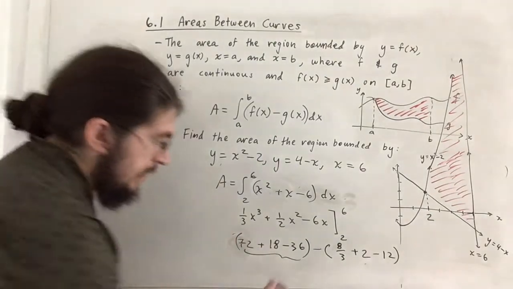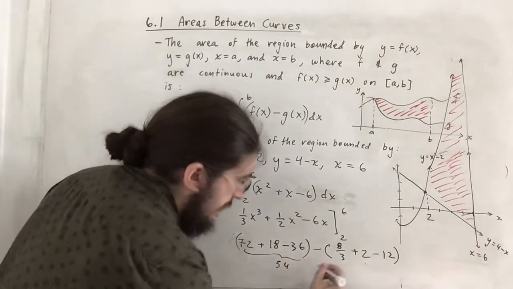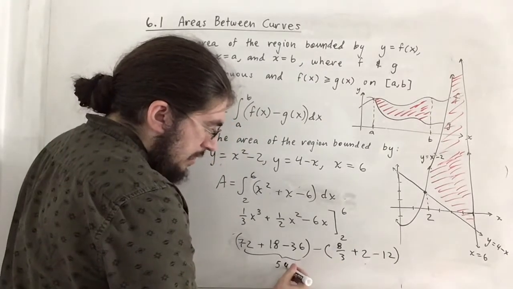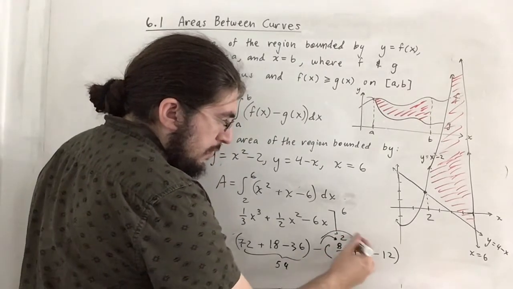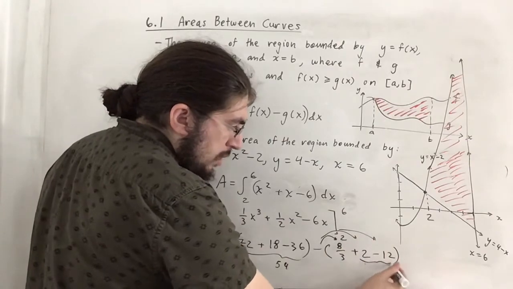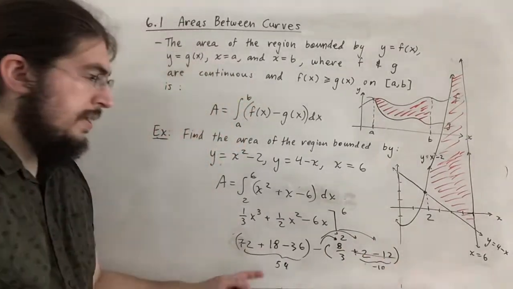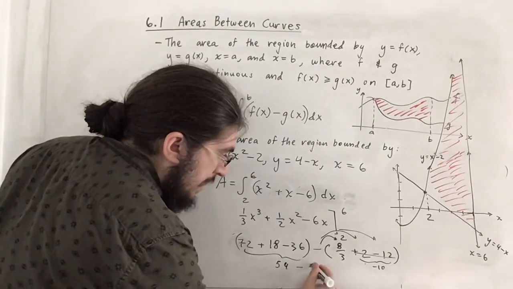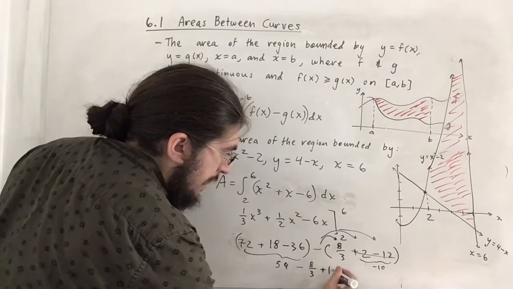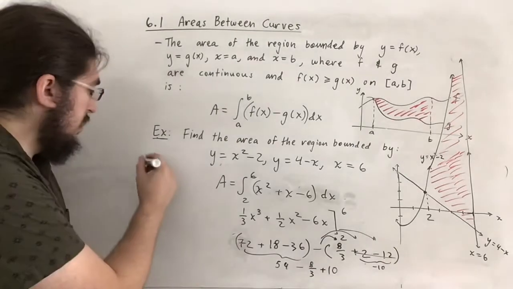90 minus 36 is 54. And I guess, well, you can distribute this negative, I suppose. And notice these two will combine to negative 10, but after distributing, it's positive 10. So really what we have is 54 minus 8 thirds plus 10 after the distribution. So let me just write that over here.